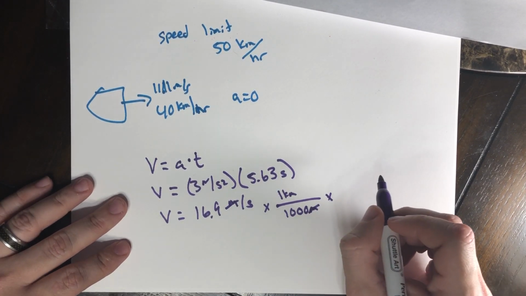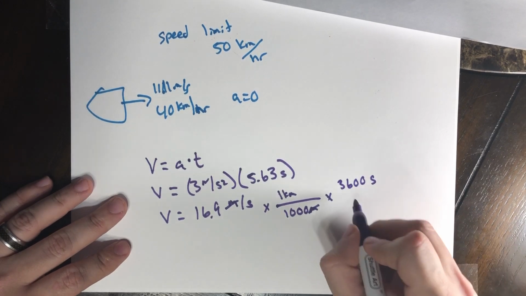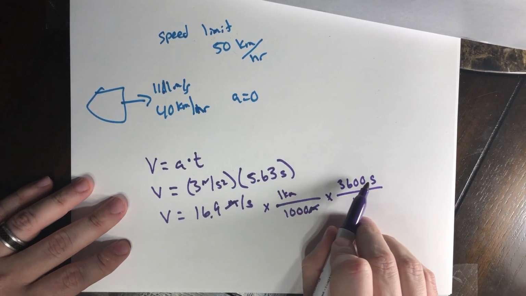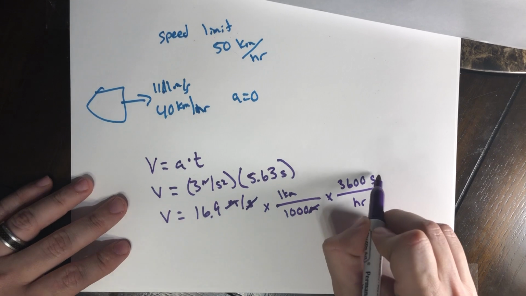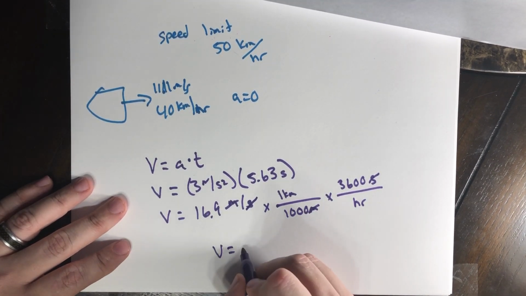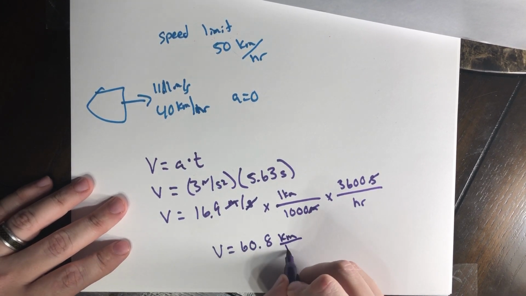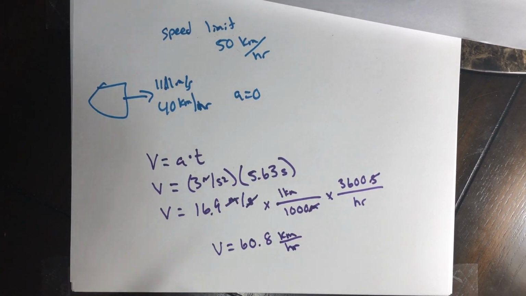And then we also know that there's 3,600 seconds in 1 hour. Now you notice I put the seconds on the top because over here the seconds are on the bottom to cancel out. So we're going to be left with the kilometers per hour. And if we do that, that's 60.8 kilometers per hour, which is a good 10.8 kilometers an hour over the speed limit. There's a pretty good chance he's going to get pulled over.